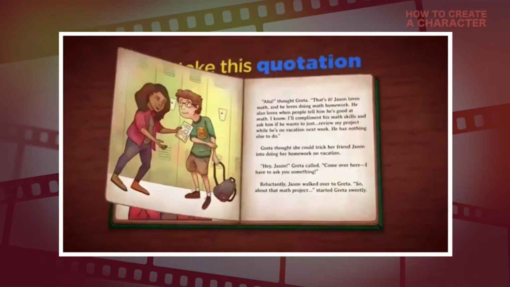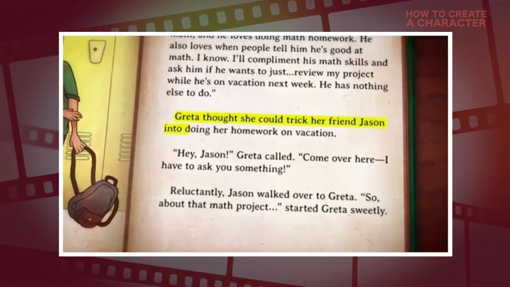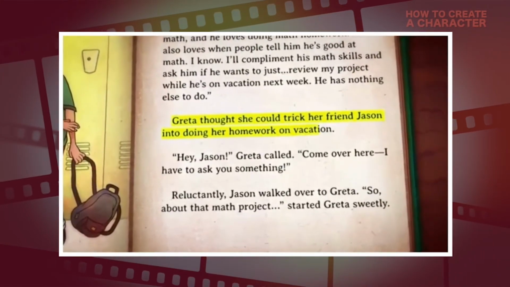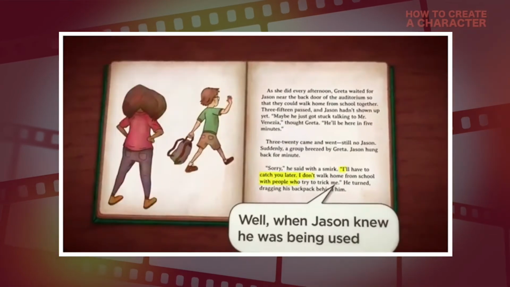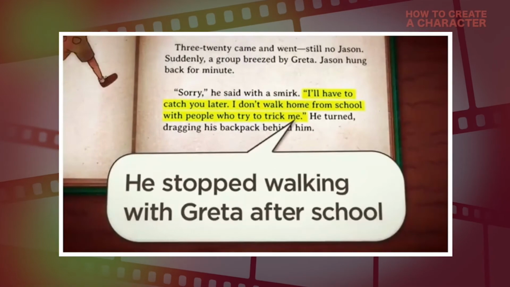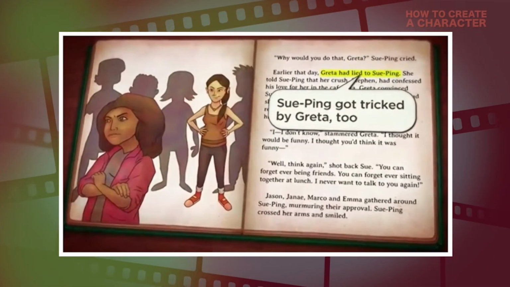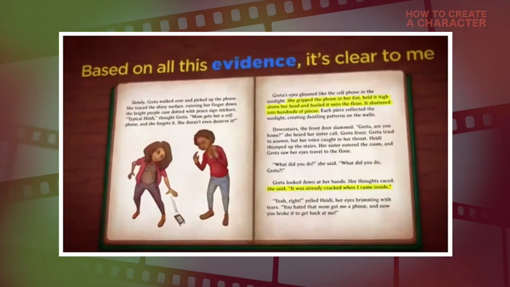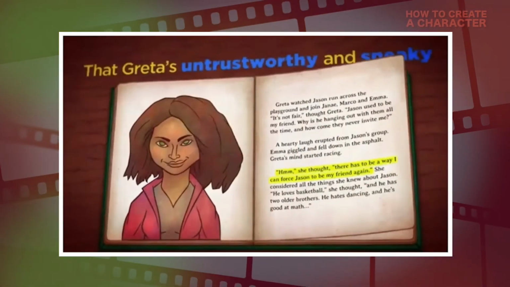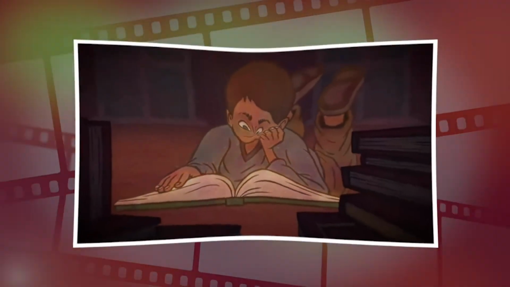Like take this quotation. Greta thought she could trick her friend Jason into doing her homework on vacation. How do others react to Greta? Well, when Jason knew he was being used, he stopped walking with Greta after school. Sue Ping got tricked by Greta too. Now she's hanging out with a new crew. Based on all this evidence, it's clear to me that Greta's untrustworthy and sneaky. I'm a character, and if you wanna know my traits, look at.